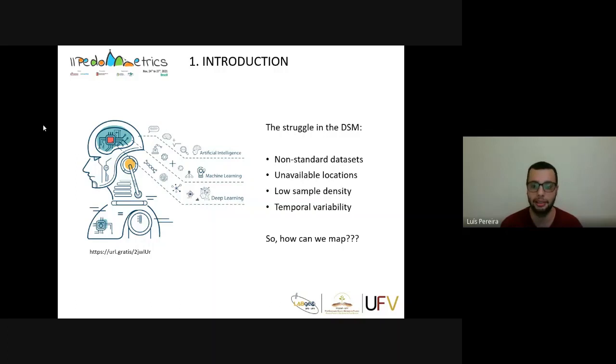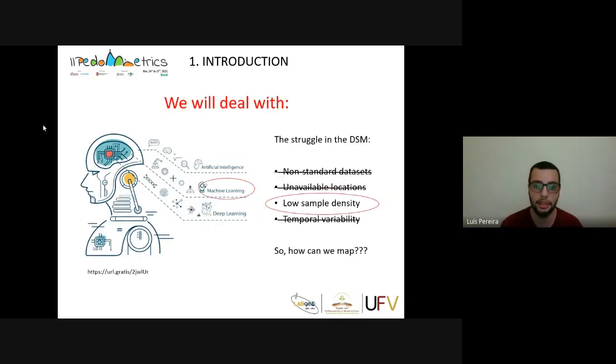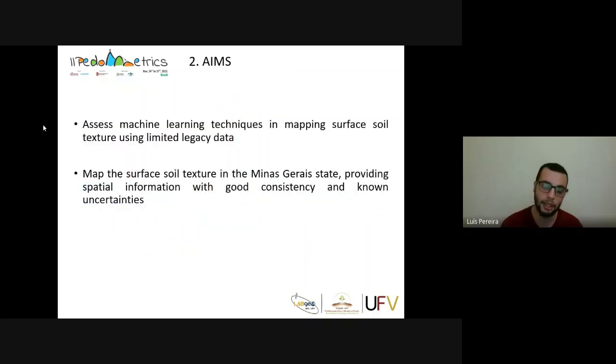Well, in the last years, a lot of new approaches and technologies were developed to try to do this. And the most effective ones are related to artificial intelligence, machine learning, and deep learning. In this study, we will use machine learning to try to solve the problem related to low sample density in our data set. So our aims are to assess machine learning techniques in mapping surface soil texture using limited legacy data, and to map the surface soil texture in Minas Gerais state, providing spatial information with good consistency and uncertainties.